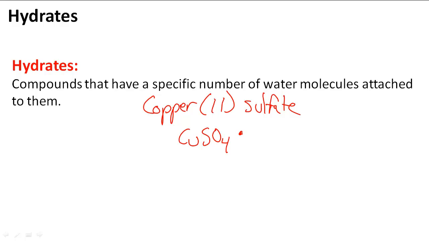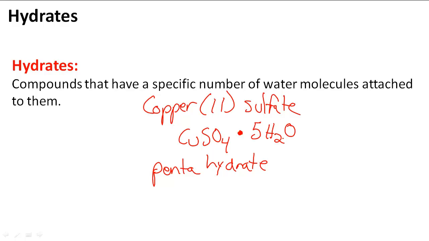So I would draw that as CuSO4 with this dot here, 5H2O, which symbolizes that there are 5 water molecules attached to it. The name of this system would be called copper(II) sulfate pentahydrate. Penta standing for 5 and hydrate standing for the water molecules that are attached to it.